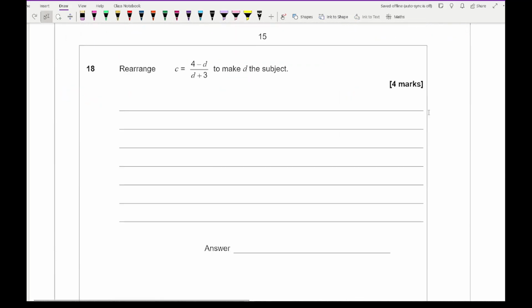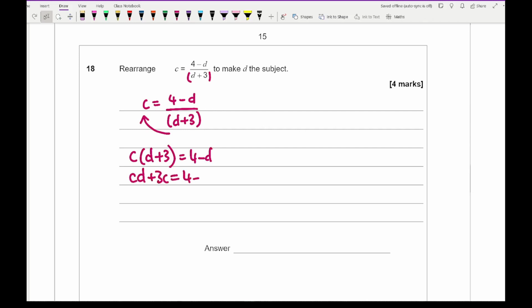For question 18, it says rearrange, and we want to make D the subject. So for this, we can see 2D. Start off by sticking some brackets around the denominator. So we've got C equals 4 minus D over D plus 3. We take this over to the side, so we end up with C times (D plus 3) equals 4 minus D. Expand the bracket, so we get CD plus 3C equals 4 minus D.